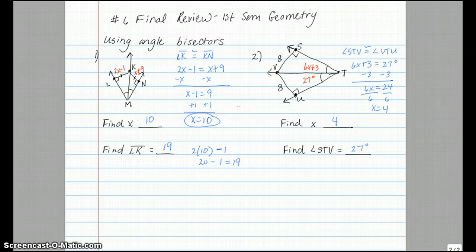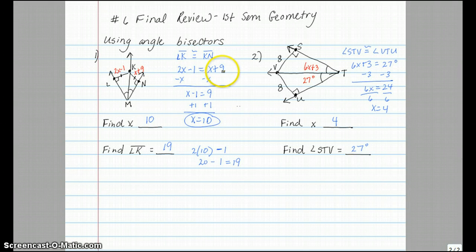All right, on number 1, you have angle LMN. It is being bisected by ray MK. I know these don't look properly congruent, but they are. I'm telling you, with tick marks they are. We know that because it's an angle bisector, angle NMK is congruent to KML, and that means that segment NK is congruent to segment LK. So if they're congruent, they'd be equal. So LK is 2x minus 1. KN or NK is x plus 9.